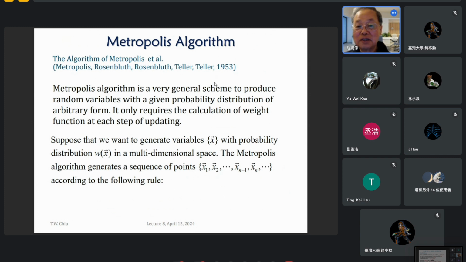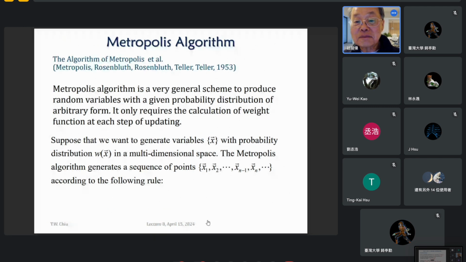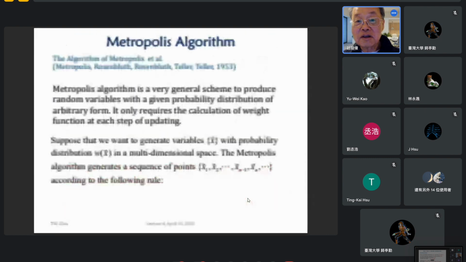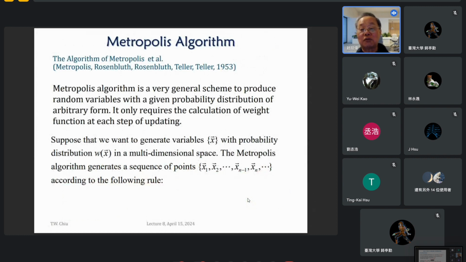That's called the Metropolis algorithm. I don't have the time today, so I will continue next time. Any questions up to this moment? No? Okay, next time I will talk about the Metropolis algorithm, a very general algorithm which can generate variables with any probability distribution w(x), without doing the integral and without solving any analytic equation. But of course, it has its drawbacks.